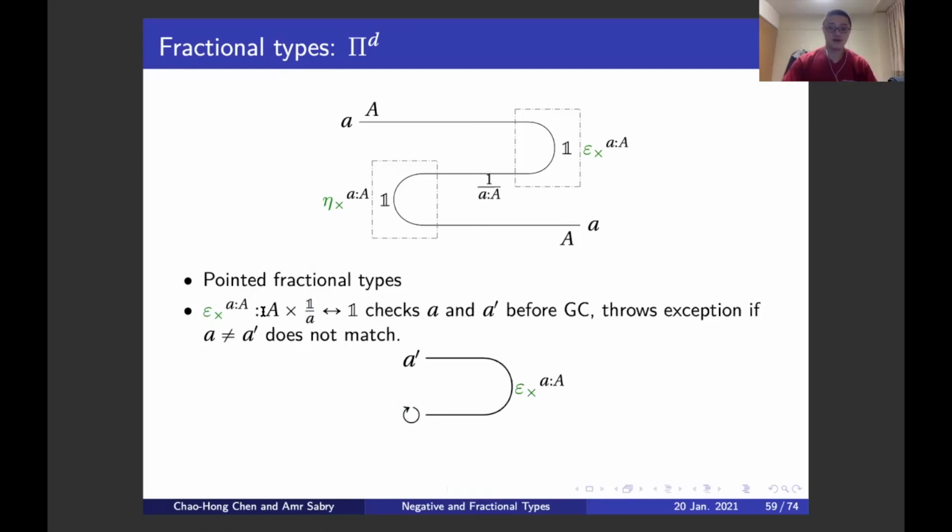And epsilon now needs to do a little extra work before garbage collecting both of them. It needs to check whether A and A prime are the same or not. And if they are not, then it will throw an exception.